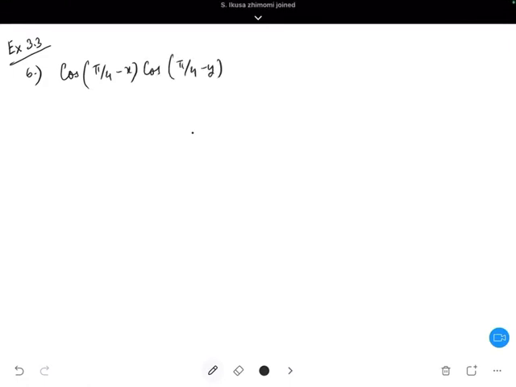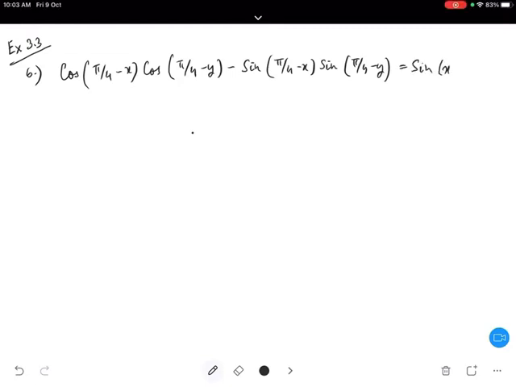Question number 6. We have a question we need to prove in here. Okay. So first thing, what do you see by looking at the question? I see it is cos of pi by 4 minus x, cos of pi by 4 minus y minus sine of pi by 4 minus x sine of pi by 4 minus y, and that is equal to sine x plus y.